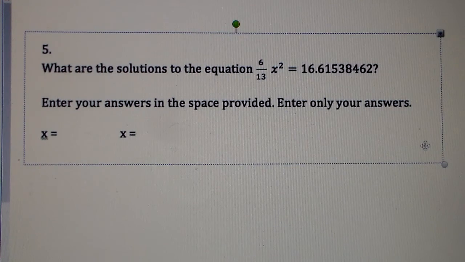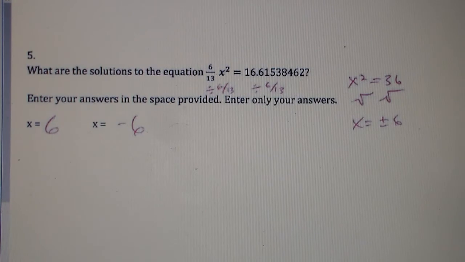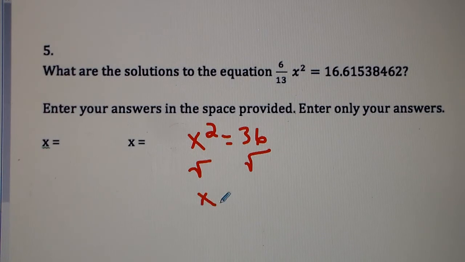Let's do another. So 6/13 times x squared is equal to 16.61538462. We have to divide both sides by 6/13, and we're going to get 36. So we got x squared is equal to 36. Take the square root to both sides, and we're going to get x equals 6 and negative 6.